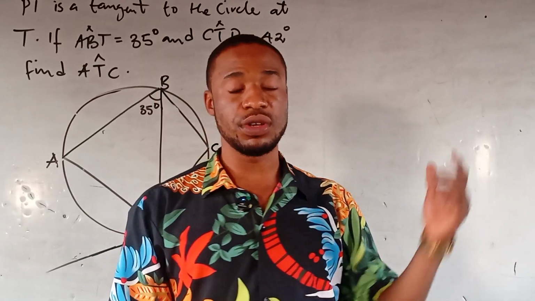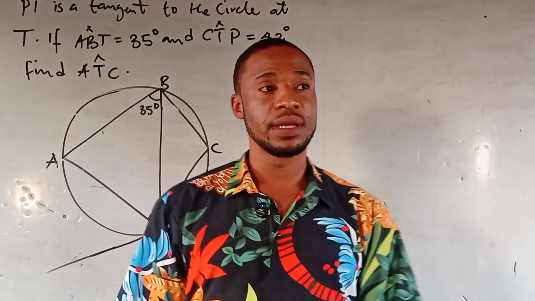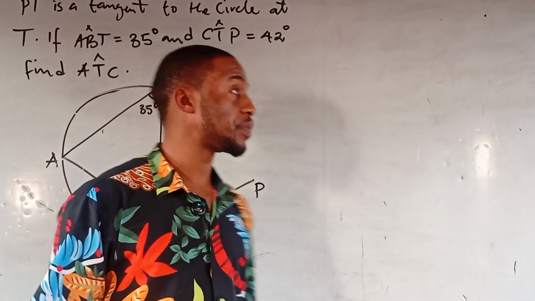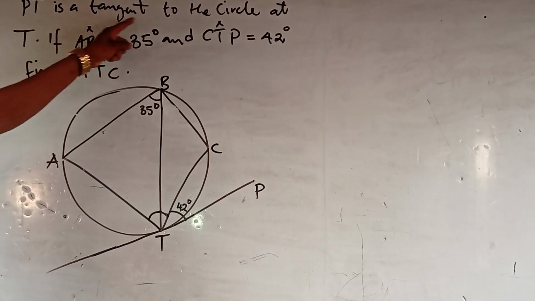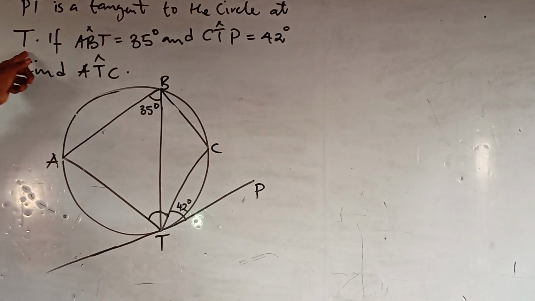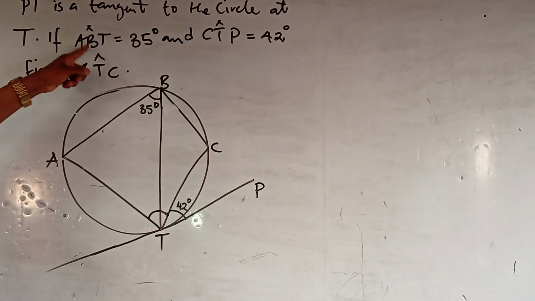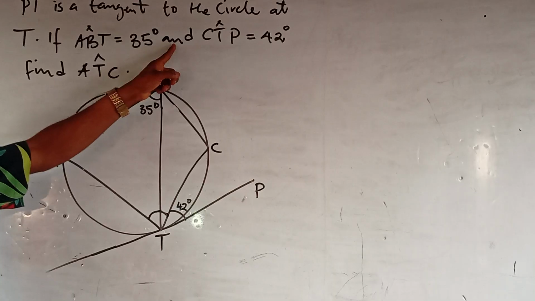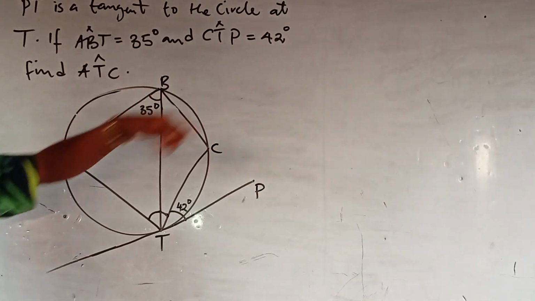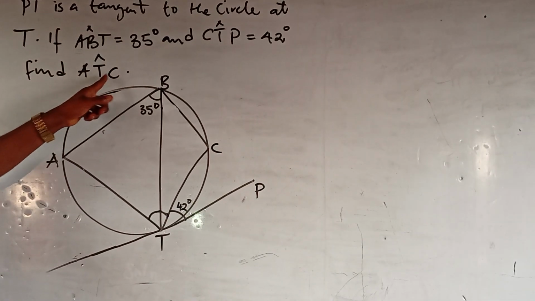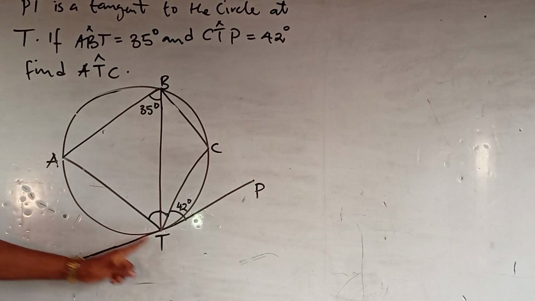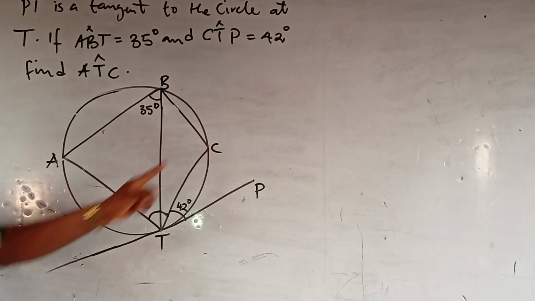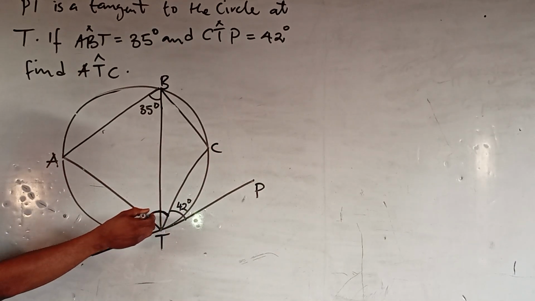Without wasting much time, I have a question on the board which we want to look into speedily and get to the answer. On the board, you have PT is a tangent to the circle at T. If angle ABT is 35 degrees and angle CTP is 42 degrees, find angle ATC. Now look at your drawing on the board. You should look for angle ATC, which is this angle over here.